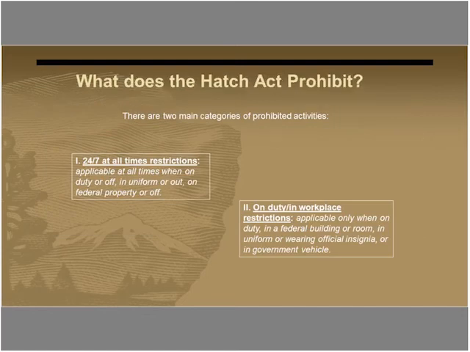So what exactly does the Hatch Act prohibit? There are two main categories of prohibited activities that are covered by the Hatch Act. The big ones are the 24/7, at all times restrictions. These are applicable whether you're on duty or off duty, in uniform or out of uniform, on federal property or off federal property. They restrict our activities regardless of the circumstance at all times. The second category of restrictions only apply when we're on duty or in the federal workplace, wearing a uniform, or anything that connects us directly to our position with the Park Service.